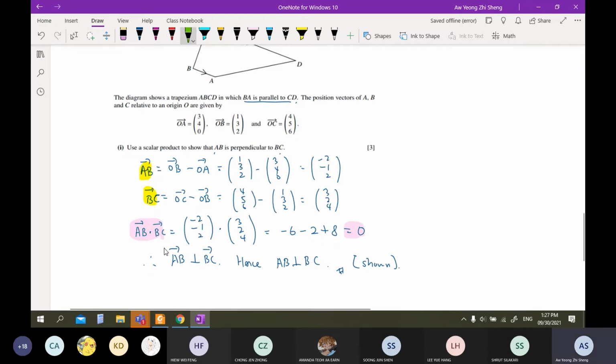Okay, this part here is actually optional to write. If you straight away say line segment AB is perpendicular to line segment BC, it is actually acceptable as well.